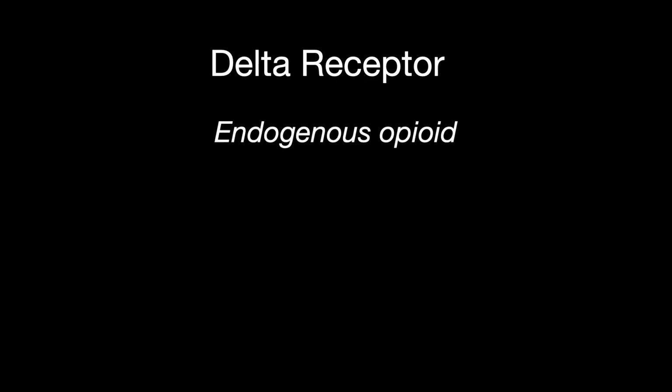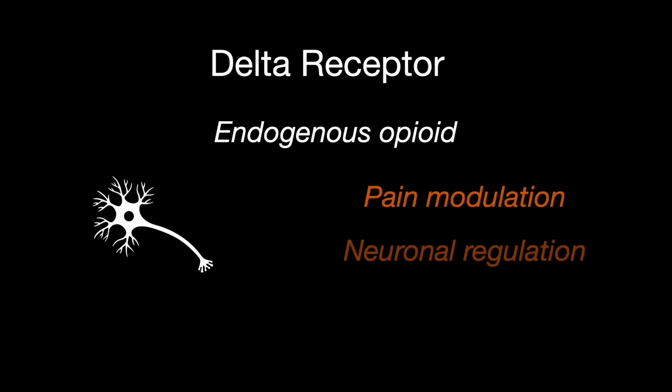Now, let's take a closer look at the delta opioid receptor. Compared with the mu receptor, the delta receptor is less prominent in clinical pharmacology, but it is still an important part of the endogenous opioid system. The delta receptor is also expressed throughout the nervous system and is involved in pain modulation and neuronal regulation. Delta receptor is particularly associated with the endogenous enkephalin system.